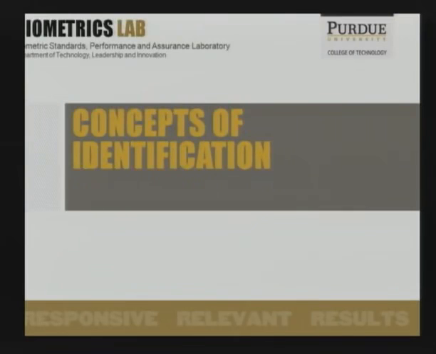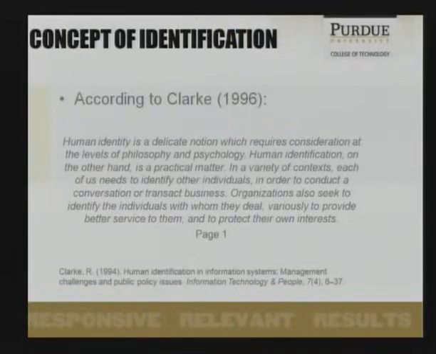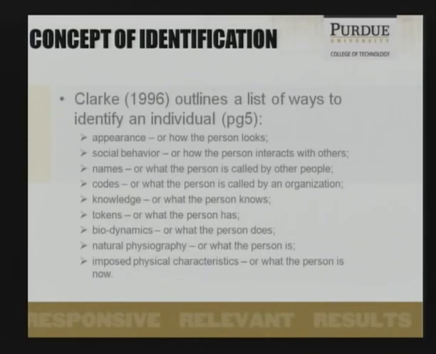In order to do that, we need to take a look at the concepts of identification. This is a long quote, but it's from Clarke in 1996. He says, human identity is a delicate notion which requires consideration at levels of philosophy and psychology. The next sentence is a little bit easier: human identification, on the other hand, is a practical matter. How we do that is interesting. He outlines a list of ways to identify an individual, and we use that every time. Some of you I haven't seen before, others I have, and others I haven't seen for quite a while, so there are different things that I have to think about when I'm dealing with this. First of all is your appearance. I've got a list of appearances in my head.